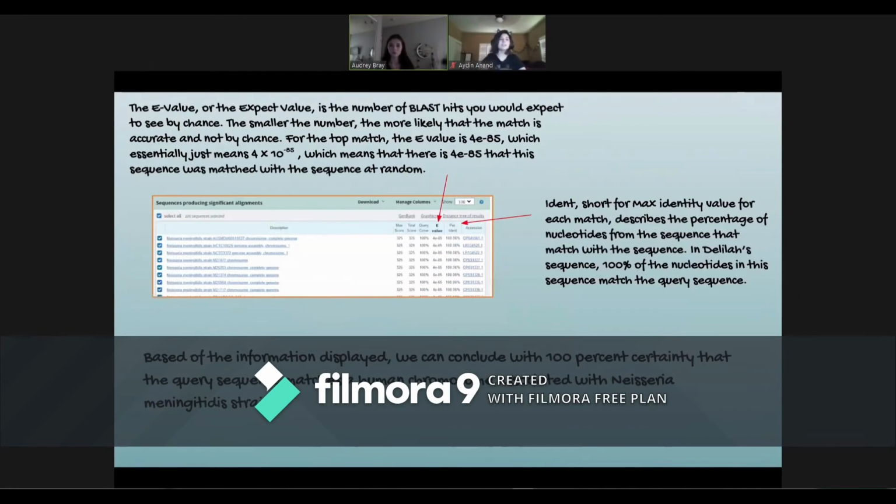And the e-value, or expect value, is like the number of BLAST hits you would expect to see by chance. The smaller the number, the more likely the match is accurate and not just random. And we also have the ident, which is short for max identity value. It describes the percentage of each nucleotide from the sequence. In Delilah's sequence, 100% of the nucleotides match the query length, so we can say with 100% certainty that Delilah does have the Neisseria meningitidis strain.